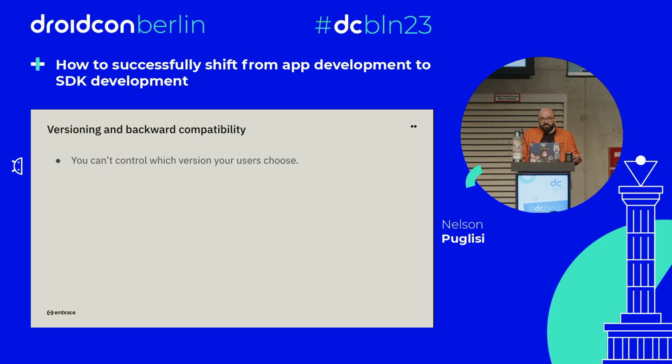And the next topic after public API is versioning. Once the developers know how to use your SDK, they need to choose which version to use. And for that, I discovered one thing that is the main difference between apps and SDK, that is that all versions of your SDK will remain available forever. Why? Because first, Maven doesn't remove artifacts.